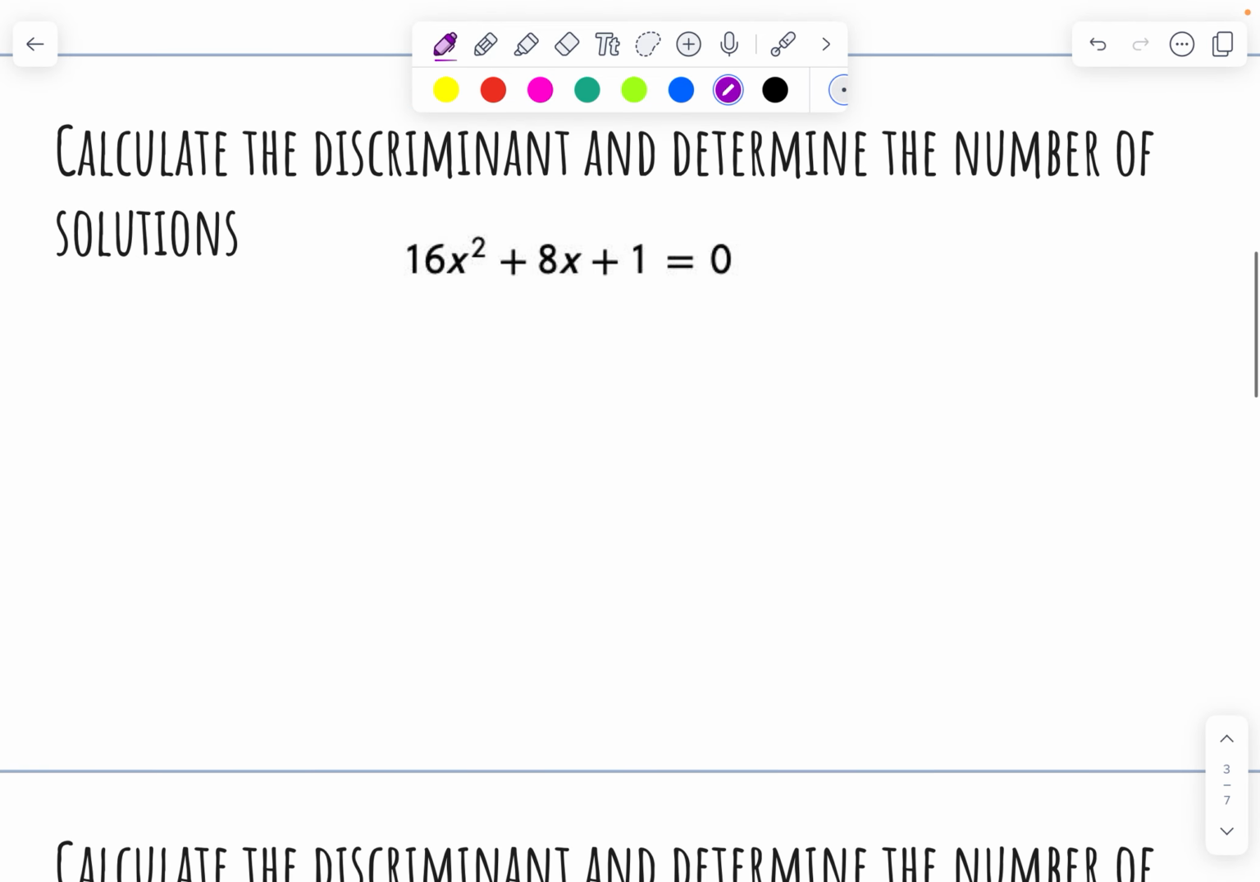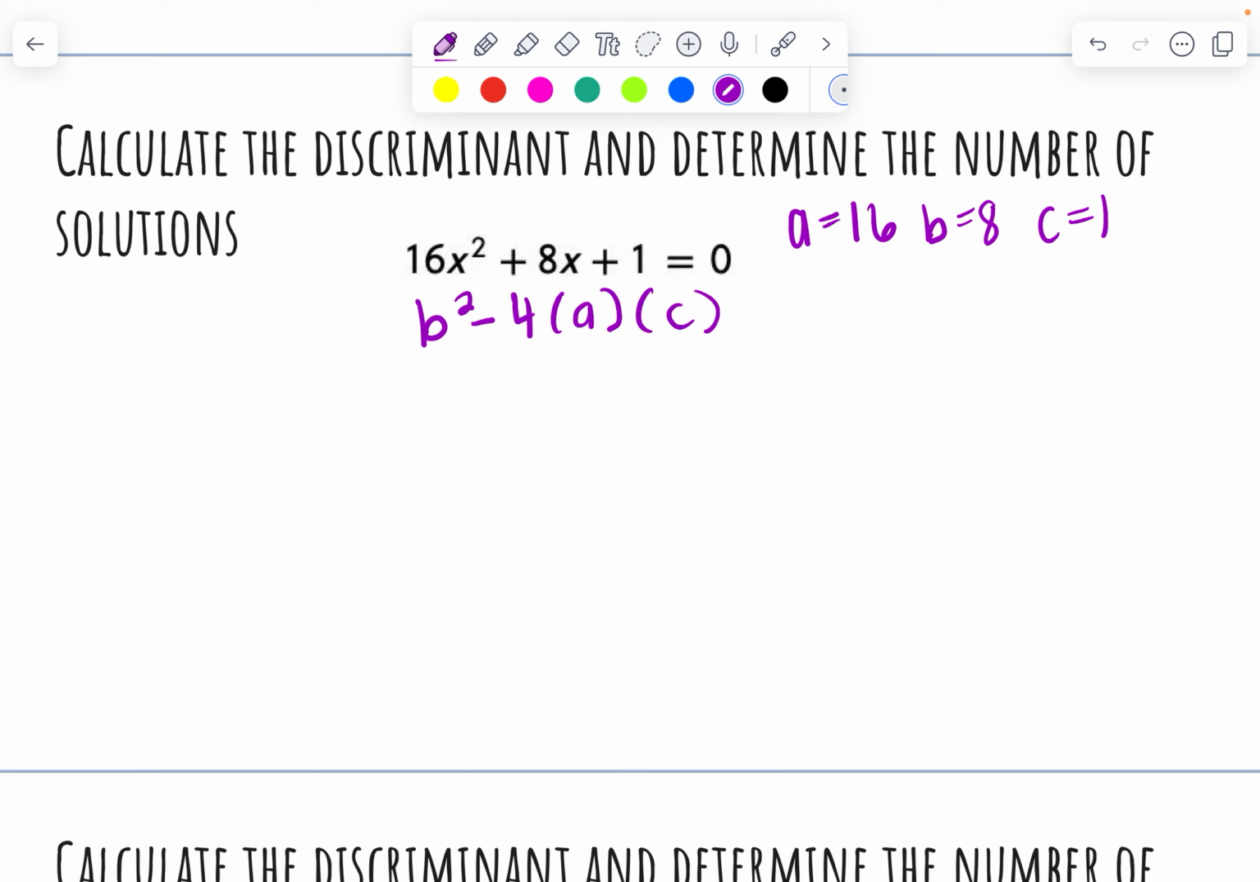So let's look here. First thing we always want to do is write down A, B, and C. So A is 16, B is 8, and C is 1. And then I'm just finding what b squared minus 4ac is. B squared take away 4 times a times c. Whenever I plug a number in for a letter, I always like to do it in parentheses. So 8 squared minus 4 times 16 times 1. And if you put that in your calculator, you end up with 0.